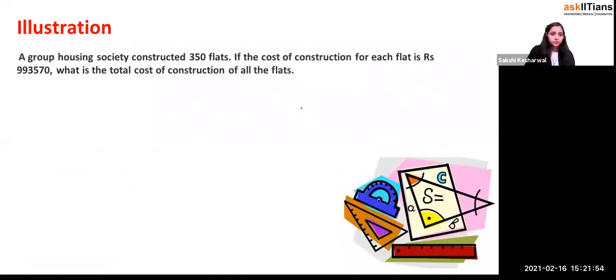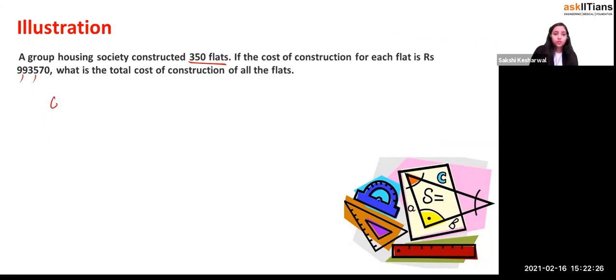Yeah, that's correct. Okay. It says that a group housing society constructed 350 flats, right? 350 flats, right? And if the cost of the construction for each flat is rupees like 9 lakh, sorry, oh, my bad. Wrong commas. It will be what, beta? 9,93,570. Then what is the total cost of construction?